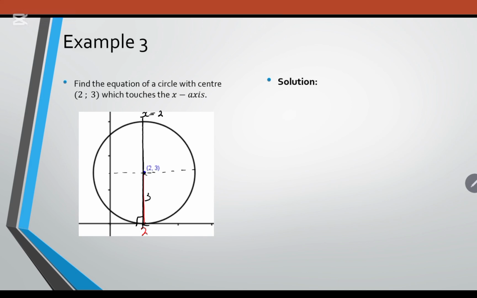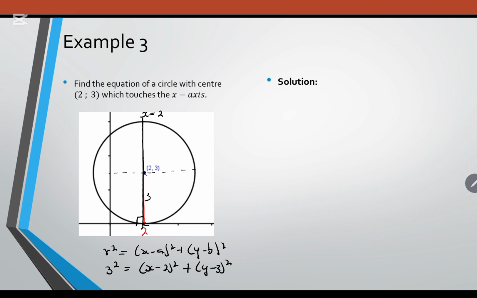Now, we need to find the equation of this circle. We have the center point. We have the radius. So this will simply be r squared is equal to (x minus a) squared plus (y minus b) squared. So this is 3 squared is equal to (x minus 2) squared plus (y minus 3).